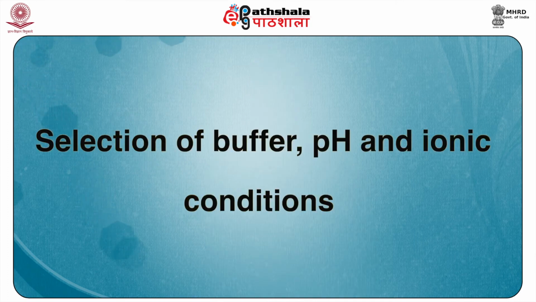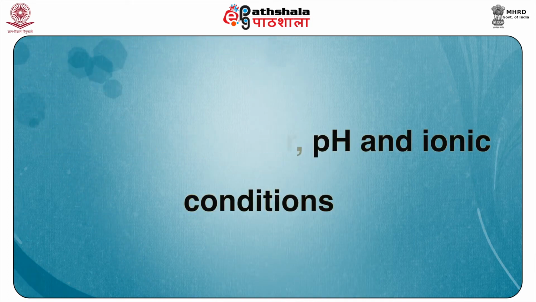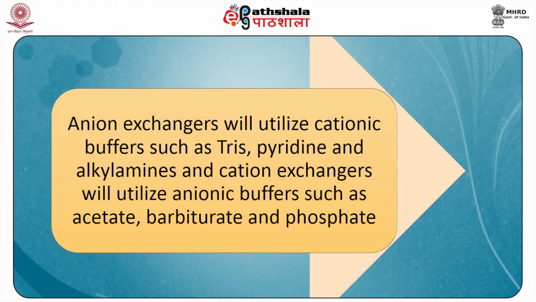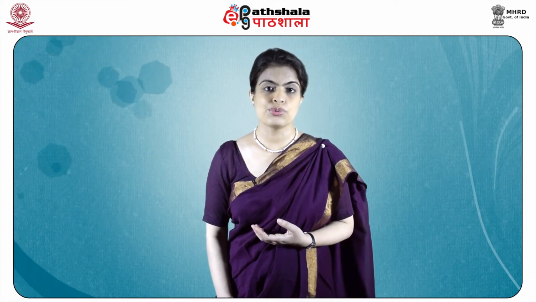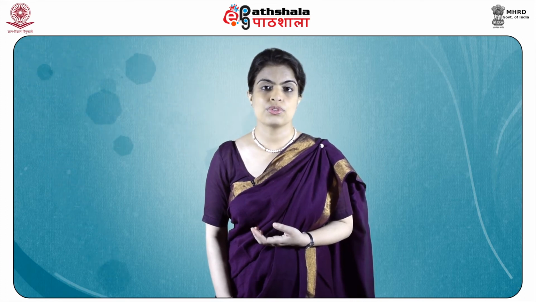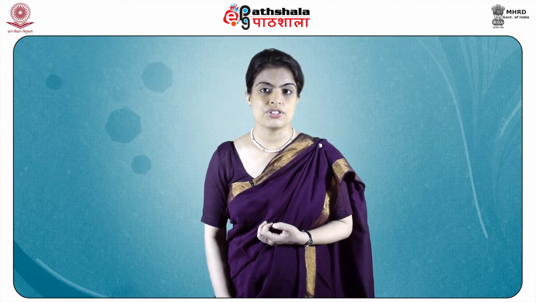Now we will talk about the selection of buffer, pH and ionic conditions. Anion exchangers will utilize the cationic buffers such as tris, pyridine, alkylamines, and cation exchangers will utilize anionic buffers such as acetate, barbiturate and phosphate. The rule used while selecting the buffer to be used in an ion exchange chromatography experiment is: cationic buffers with anionic exchangers and anionic buffers with cationic exchangers.